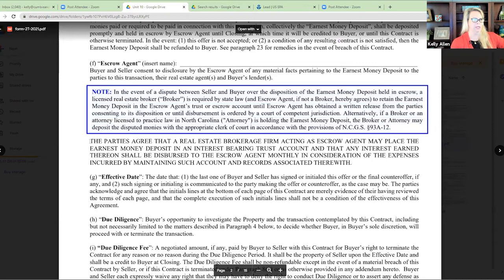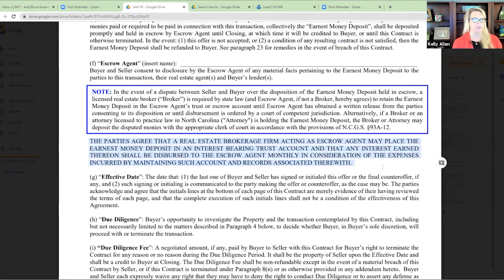We've got some capital letters here. Let's see what this is going to tell us. The parties agree that a real estate brokerage firm acting as an escrow agent may place the earnest money deposit in an interest-bearing trust account, and that any interest earned thereon shall be disbursed to the escrow agent monthly in consideration of the expenses incurred by maintaining such account and records associated therewith. So there you go. So the trust account can be interest bearing. And in this document, all the parties are agreeing to that situation.